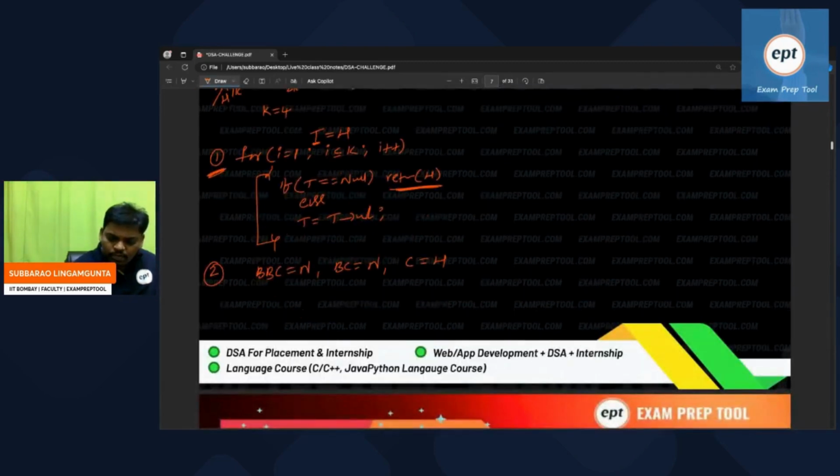Everyone observe, take one for loop, because you can do it only 4 times, because you have to reverse k people. So take one for loop, i is equal to 1, i less than or equal to k, i plus plus. This loop is going on 4 times.